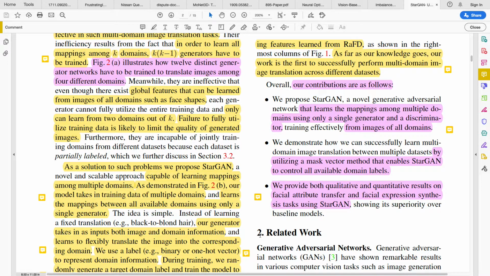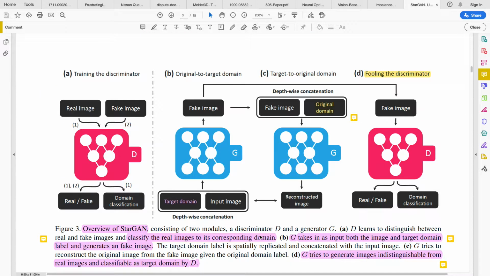Now we're going to look at a more important thing. In order to compare the work with the baselines, they decided to show in figure 3 here how the StarGAN works for two domains, just for two domains. So in the A part, you have the discriminator, and what it does is that it tries to take in the real image and the fake image, and we classify the real image as real and the fake image as fake.